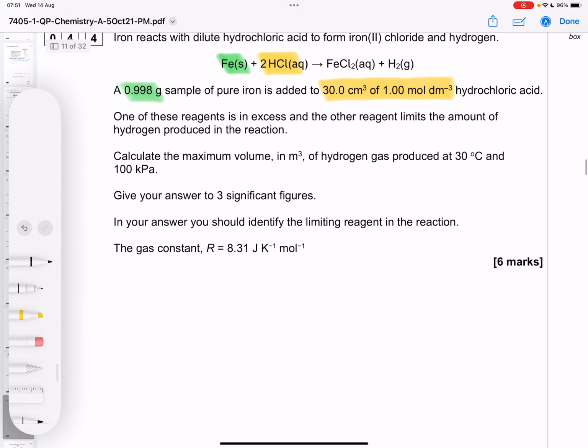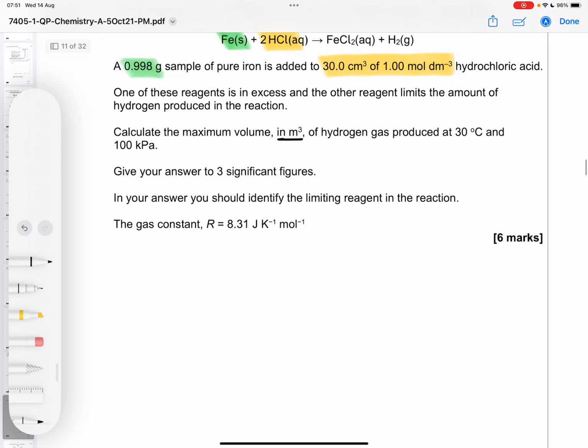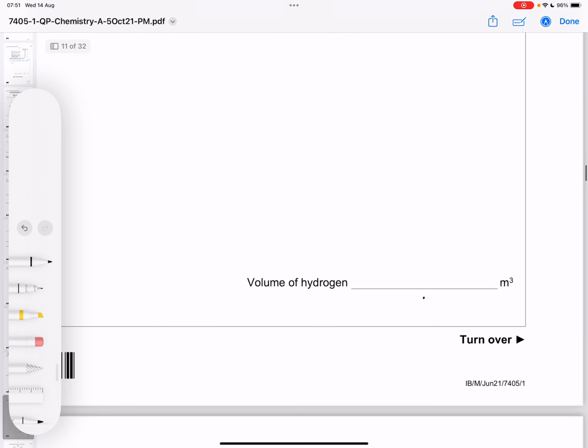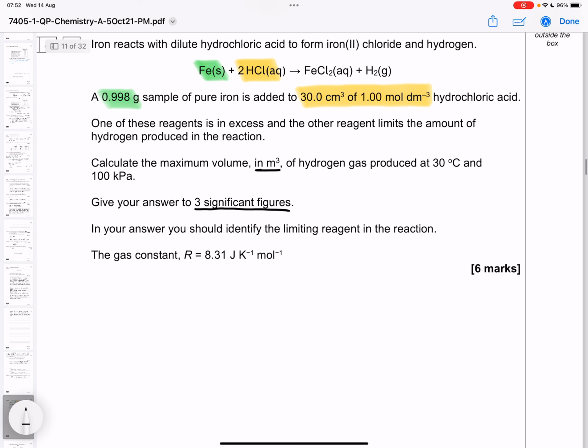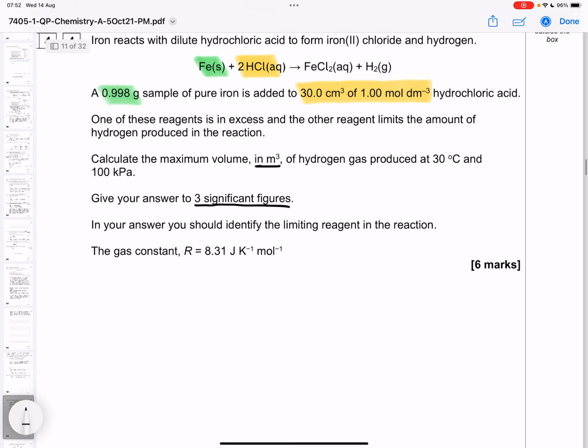Give your answer to 3 significant figures, and we want it in metres cubed. So I'm just going to go down at the bottom and write 3 significant figures under the answer line so I don't forget. Metres cubed is the units for PV equals nRT, so that's going to be fine. So the first thing I need to do is work out who is in excess.